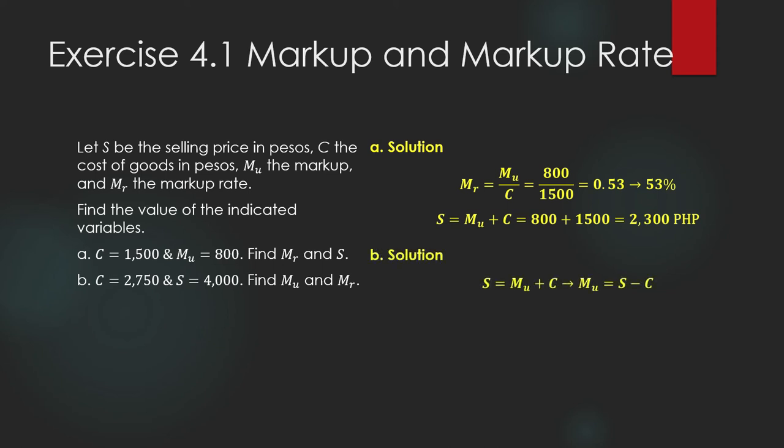Letter B. We know that the retail price is markup plus cost. This means that the markup is equal to the selling price minus cost. Markup is equal to 4,000 minus 2,750 pesos, and it is equal to 1,250 pesos. What about the markup rate? The markup rate is equal to the markup over the cost. So here, it's equal to 1,250 divided by 2,750. The common factor is 250, and so markup rate is equal to 5/11.